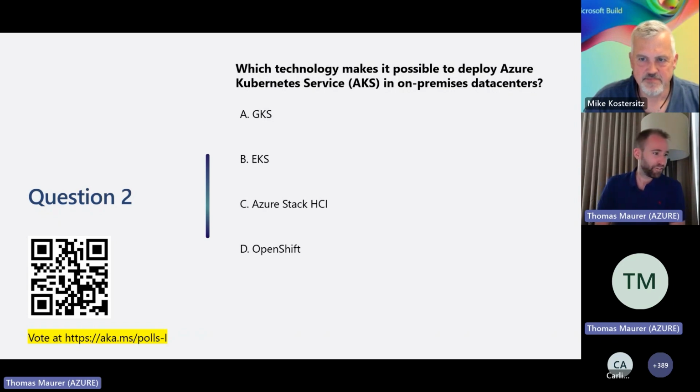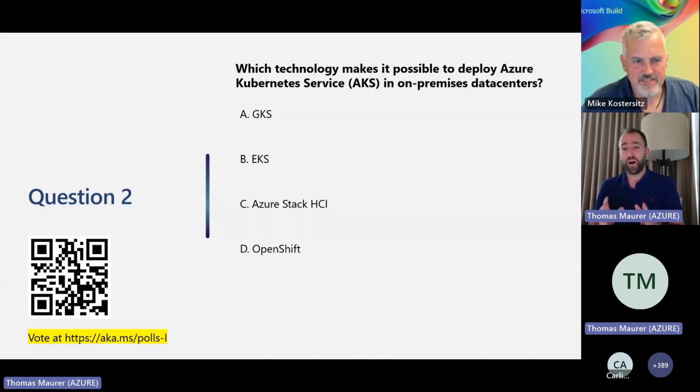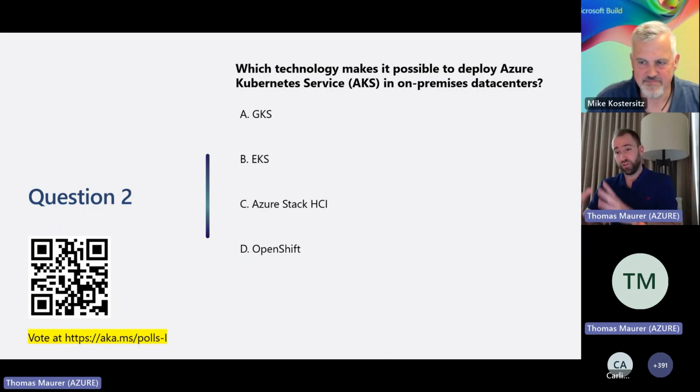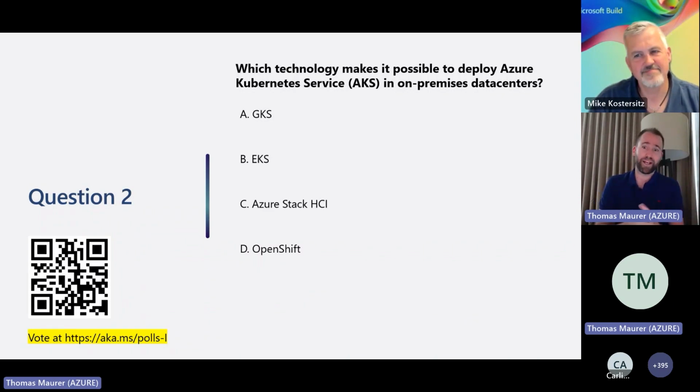Again, feel free to vote for the right answer here. We see some votes already coming in. We have A, GKS, B, EKS, C, Azure Stack HCI, or D, OpenShift. This is all about where I can run the Azure Kubernetes Service, AKS hybrid, on premises or at the edge. There are different technologies which make that possible, or there's one technology which makes that possible, if you will. And maybe, Mike, you will also expand a little bit on the answer, because it may not be just one answer there.